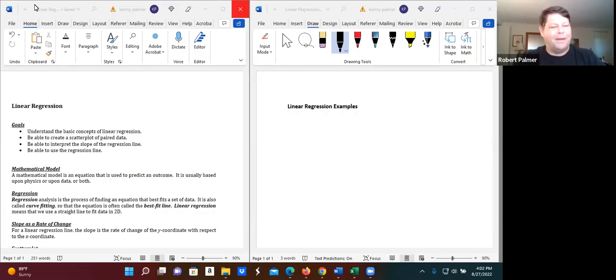Hello, everyone. Welcome back. Today, we're going to talk about linear regression, kind of what it is and why we use it. So, our goals for this are to understand, as it says, the basic concepts of linear regression.